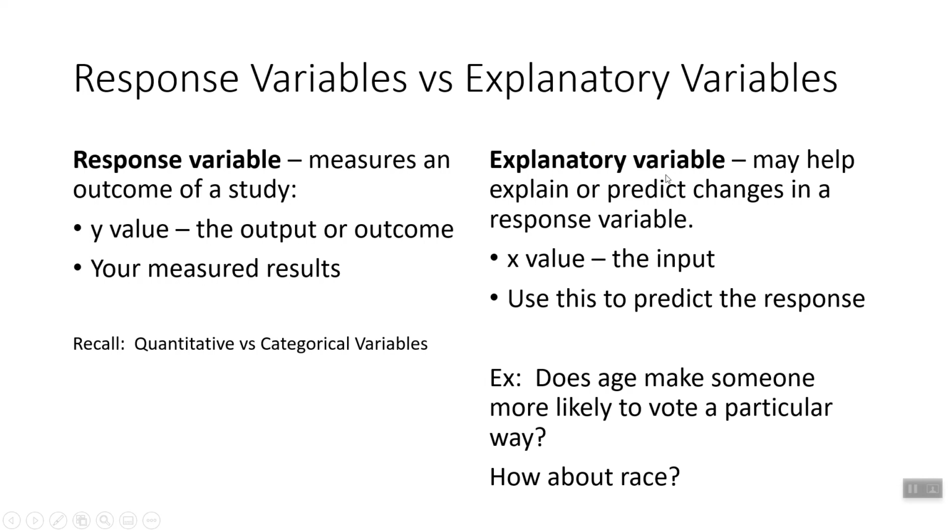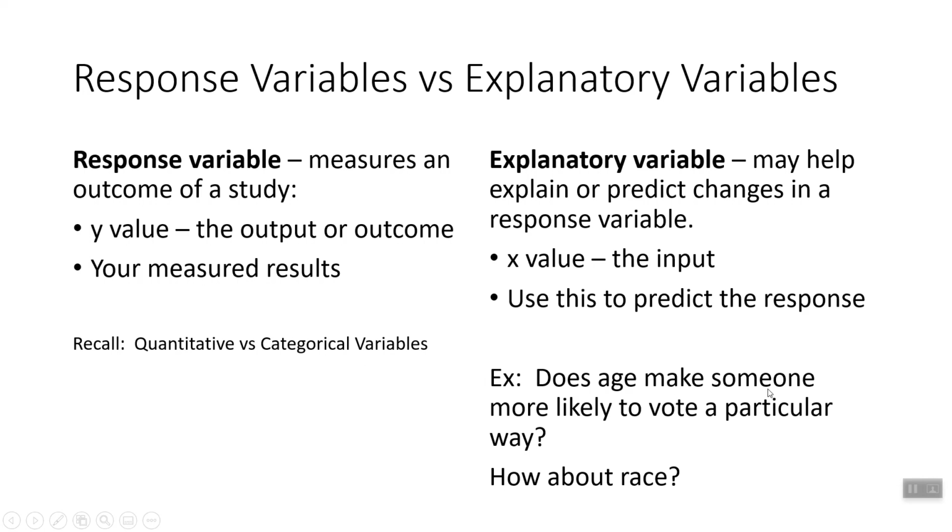Your explanatory variable, that's what you think is explaining what's happening with the response. It's predicting the response. That's your x value. The easy way to remember this is there's an x in explanatory, and there's an x value. It's the input. All right, so don't forget we also have other variable types. We've got quantitative that are numbers and categorical, which are labels or categories.